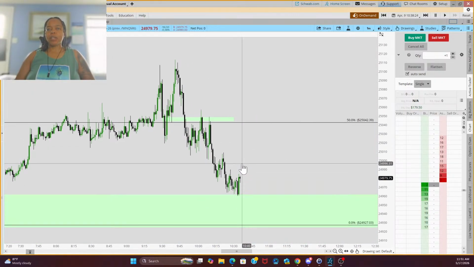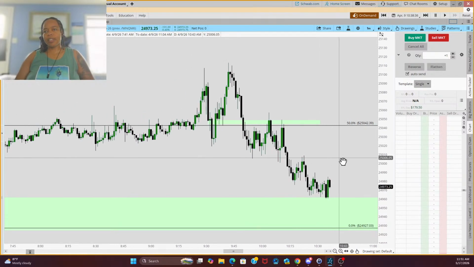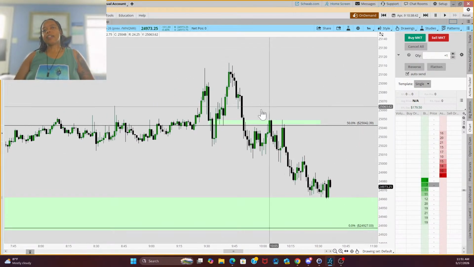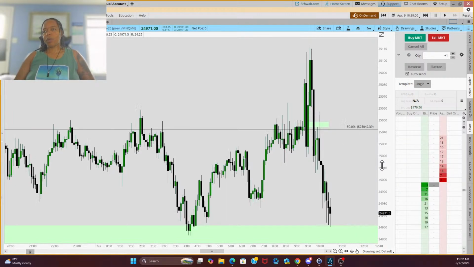Look at that. Engulfing candle. Don't lie to me. The 1 minute lies like a lot. It really does. That's why I like to watch the 5 minute.